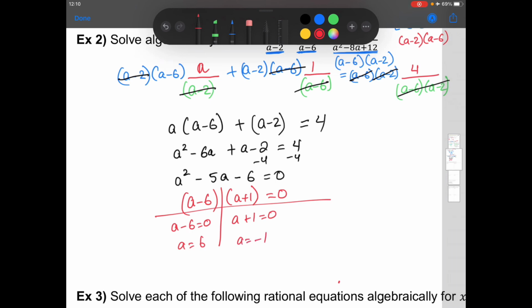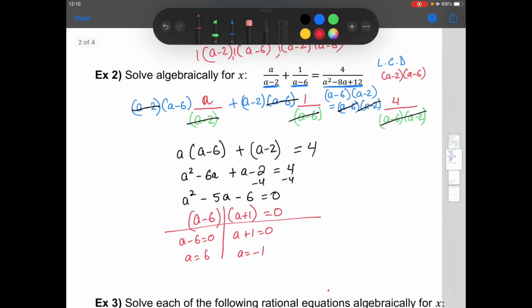I'm not done. I have to check. I know they are involved questions, but once you get it, from here onwards, you've been doing it in the past. This is the only new step that you're learning. So if I substitute 6 into the first fraction, 6 minus 2 is 4, doesn't get a denominator of 0. But here, what happens? If I substitute 6 in here, I get a denominator of 0. So a equals 6 is a reject. I cannot have that solution. So the only solution is a equals negative 1.